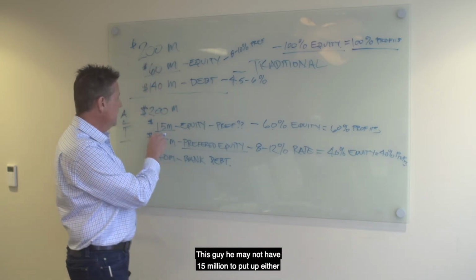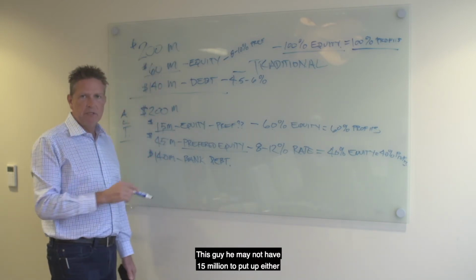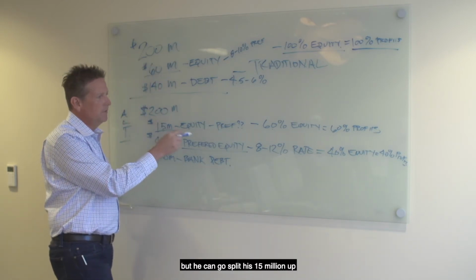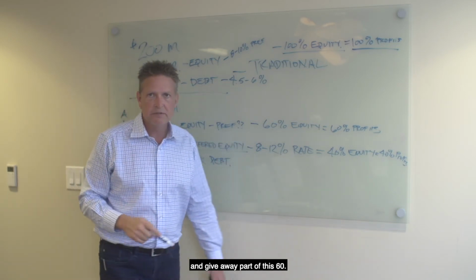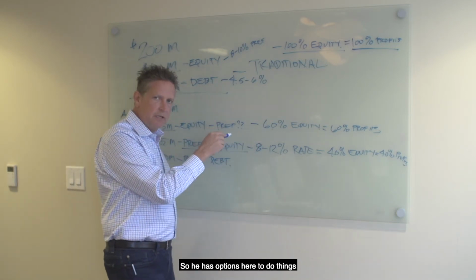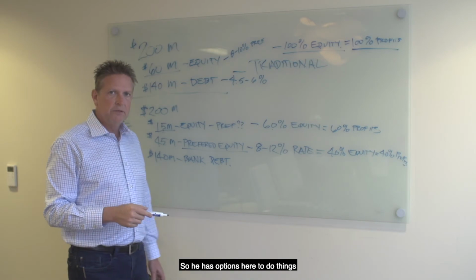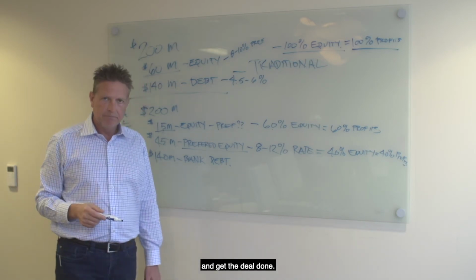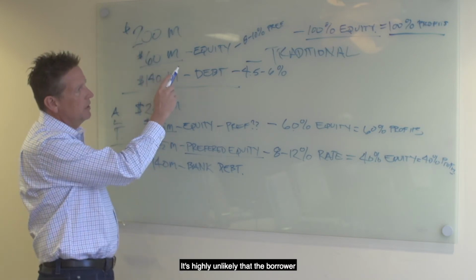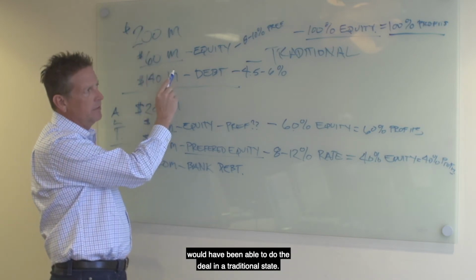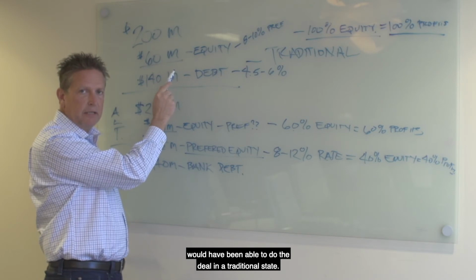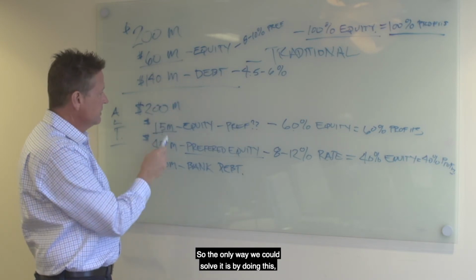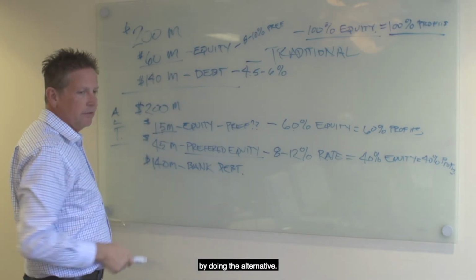You know, this guy may not have 15 million to put up either, but he can go split his 15 million up and give away part of this 60. So he has options here to try to get all the money raised somehow and get the deal done. It's highly unlikely that the borrower would have been able to do the deal in a traditional structure. So the only way we could solve it is by doing the alternative.